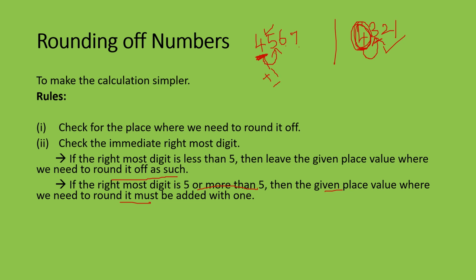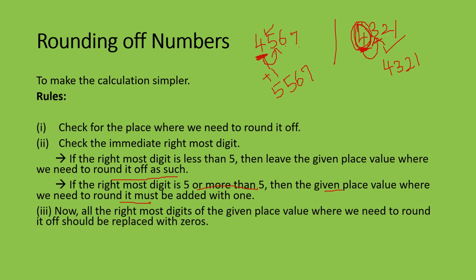So now what is going to happen? 5, 5, 6, 7. And this other number is going to stay as such only because it is less than 5. So I cannot change the number. It will be as such. Now we'll check the last condition.